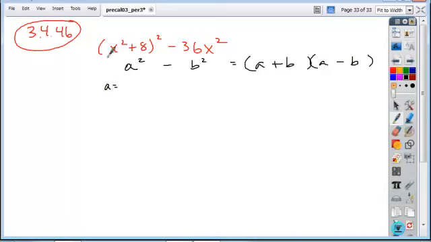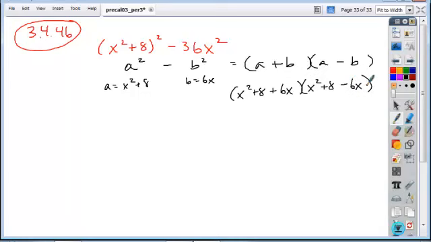Well, in this case, our a value is this whole expression, x squared plus 8. And what would our b value be? What do you square to get 36x squared? 6x, right? So here's our a and b value. So what we're going to do is place those in here. So x squared plus 8 for the a's. And then the b's we're going to replace with a 6x. So plus 6x here and a minus 6x here.